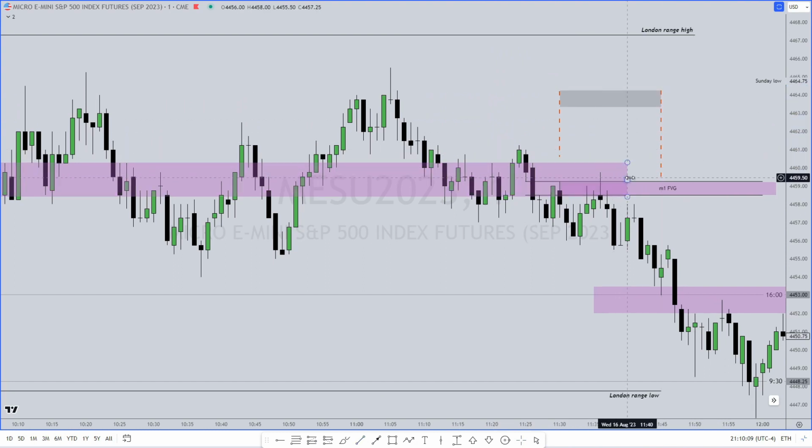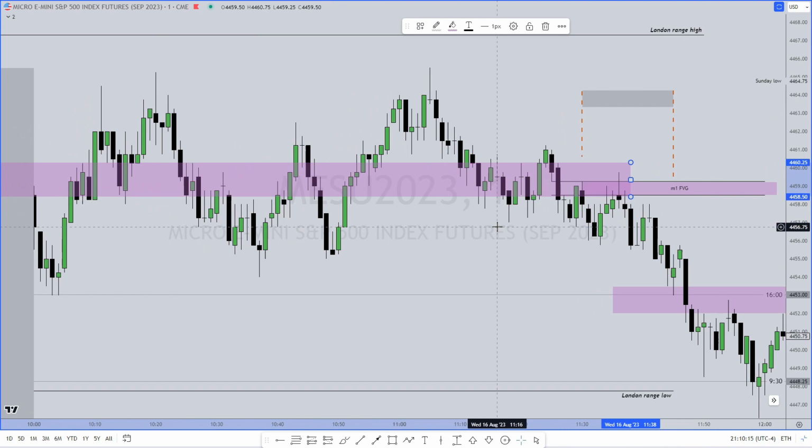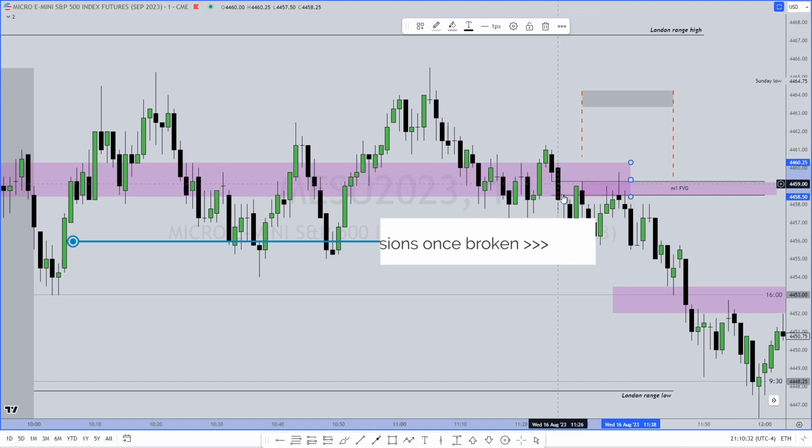Now this is enough for me. For me, staying below London's high and looking for any breaks in structure, this would be enough for me to look for something and a stop above the London range high, because at that point, if you go above that high, more than likely you'd be offside. But here is the first opportunity in that last hour of the AM session where price starts to break down again, retest the fair value gap, and goes down.